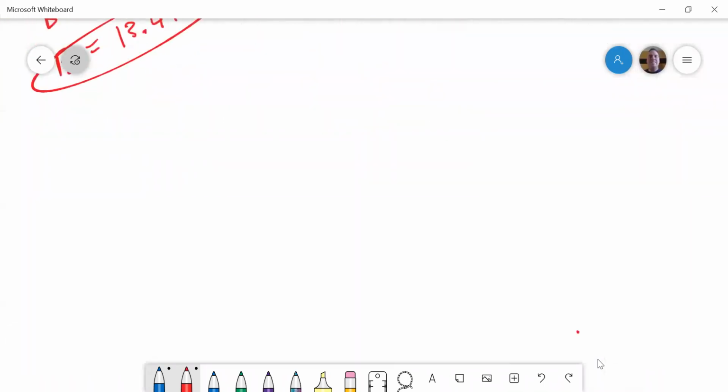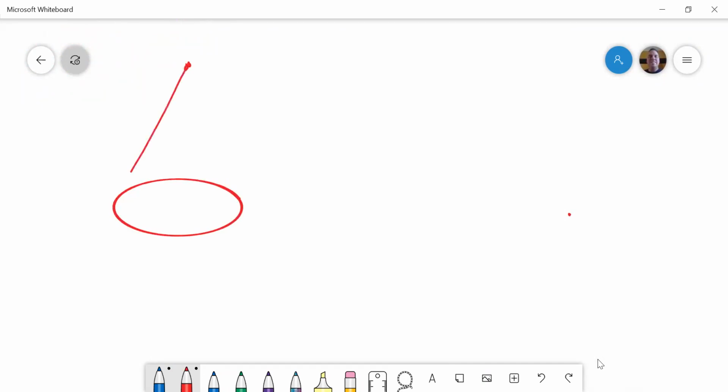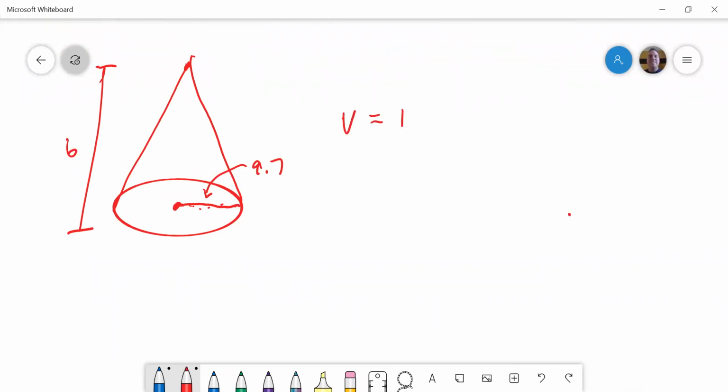Okay, so there's my right circular cone, there's my radius, so they gave us the radius, it was 9.7, and then the height was 6. I want to double check that just to make sure. Yep, looks good. Okay, so the volume is equal to the area of the base times the height divided by 3.